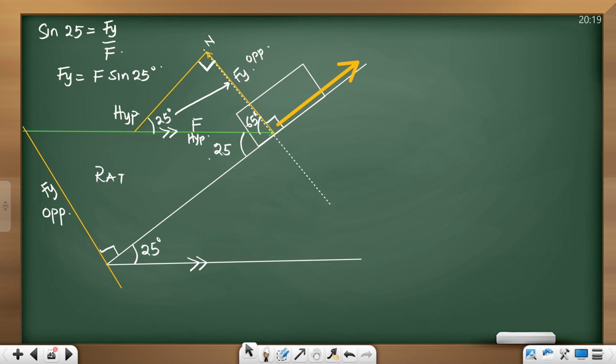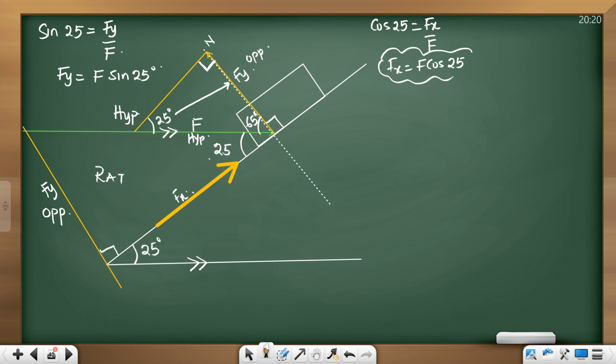But acting in the upward what? Direction. So what is this? Fx. What is cos 25? Oh, this is so beautiful. I love it. Adjacent over hypotenuse. So what is Fx? F cos 25. All right, with this, we are done with the question.